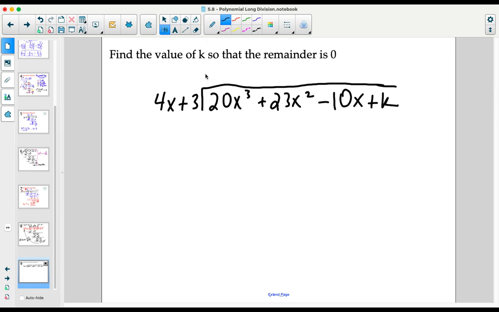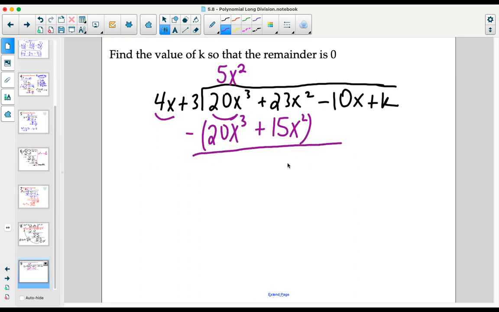So as always, we look at our lead terms. We look at 4x into 20x cubed. That's 5x squared. Multiplying 5x squared by 4x obviously gives 20x cubed. 5x squared times 3 is 15x squared. Subtracting that line eliminates the first term, leaves us with 8x squared, and then we bring down our 10x. Still have not reached the concern for k, which we will get to momentarily.